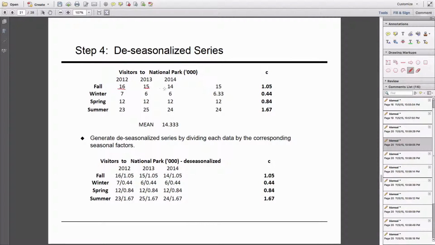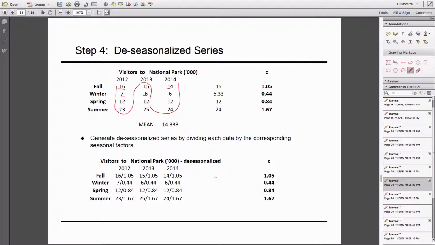16, 15, 14, 7, 6. The better way to look at it is, in the 2012 fall, the demand happened to be 16, and then winter, we saw 12, and the data flows that path, right?